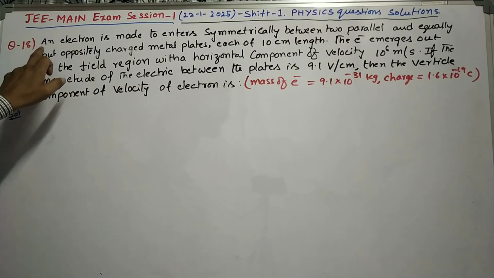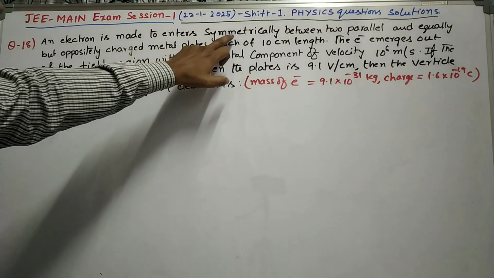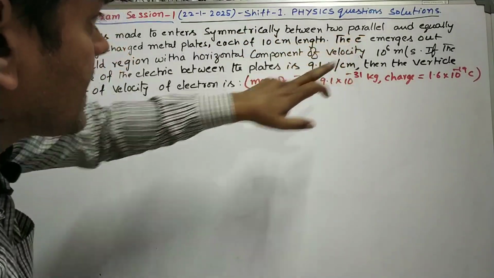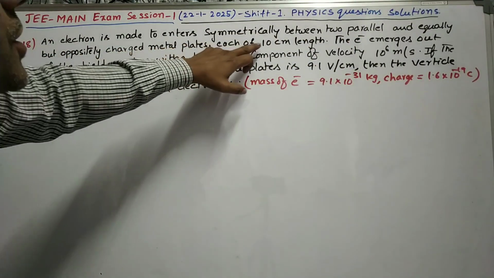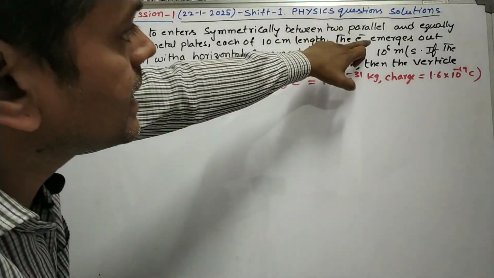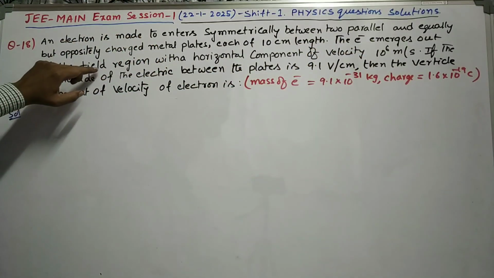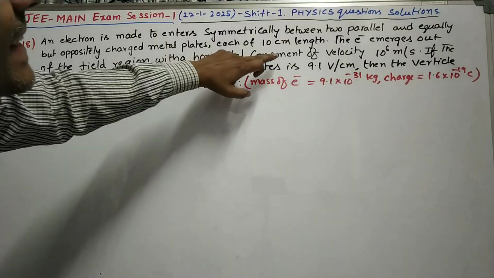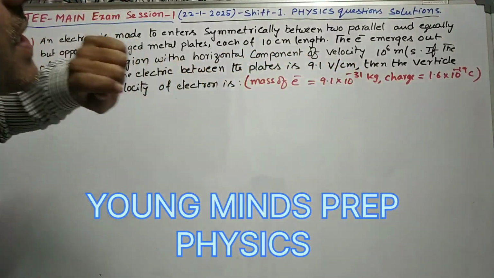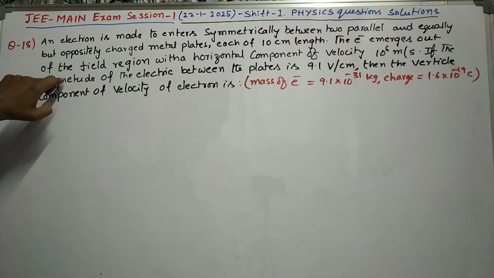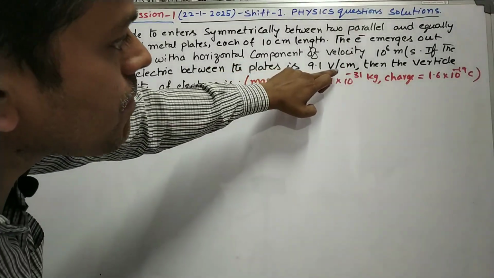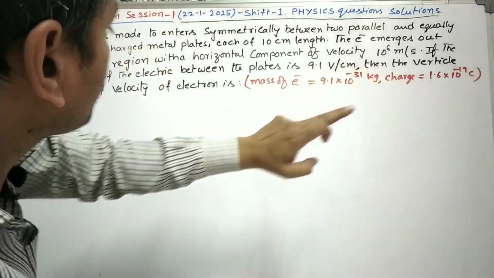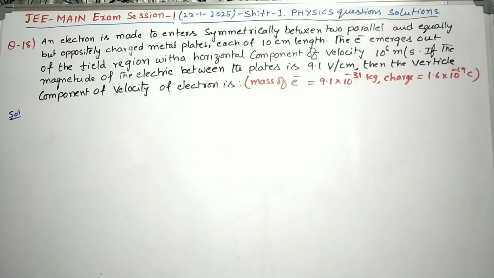Right, 18th question. An electron is made to enter symmetrically between two parallel and equally but oppositely charged metal plates, each of 10 centimeter length. The electron emerges out of the field region with a horizontal component of velocity 10 power 6 meter per second. If the magnitude of the electric field between the plates is 9.1 volt per centimeter, then the vertical component of velocity of the electron is?